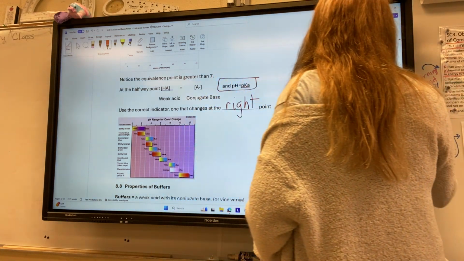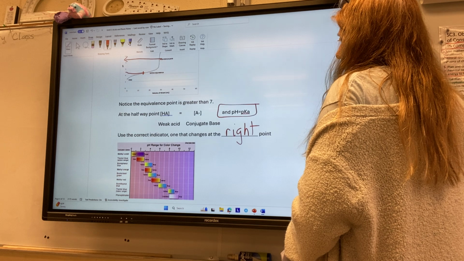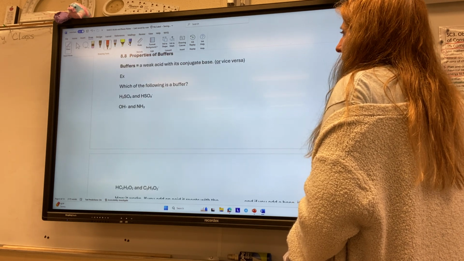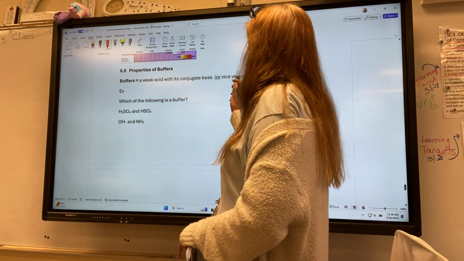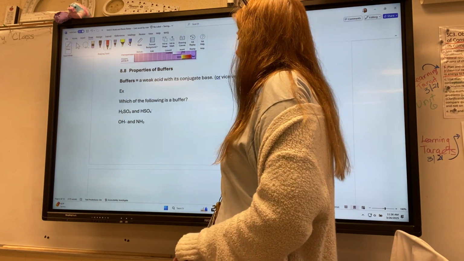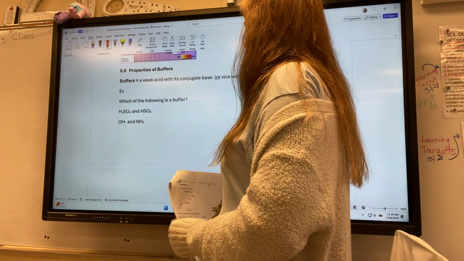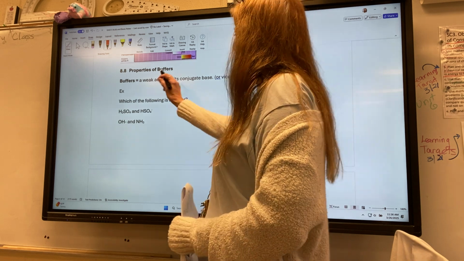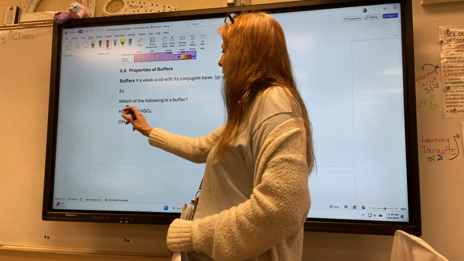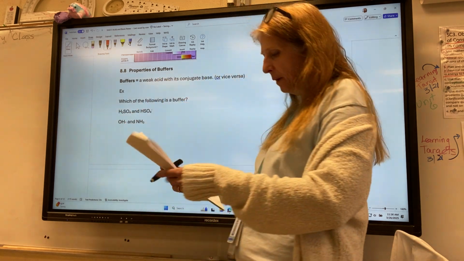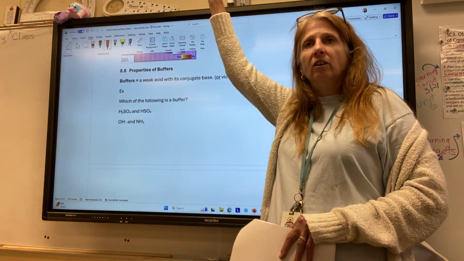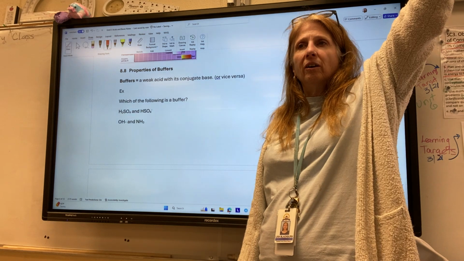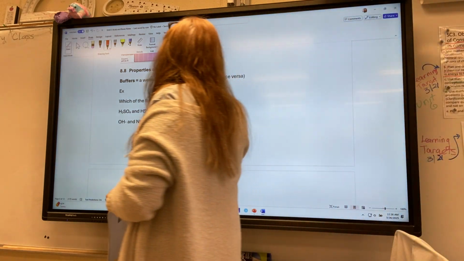So next, buffers. We've talked a little bit about buffers before because I'm buff. Okay, so a buffer is a weak acid with its conjugate base. It can be vice versa, but it's usually that. So we want to know, is this a buffer? A weak acid and conjugate base. Is this a buffer pair? You think yes or no? All for yes? All for no? You are correct. It is no. Why?